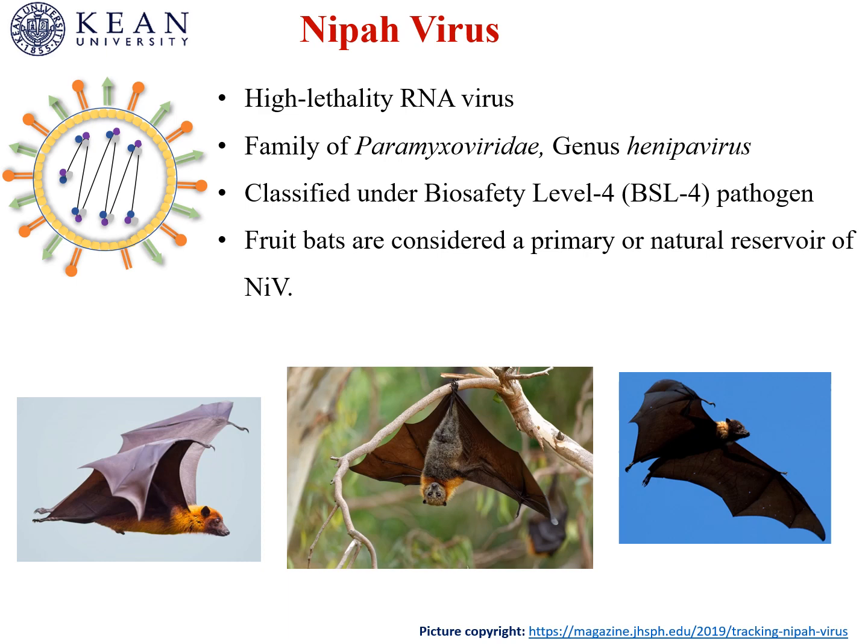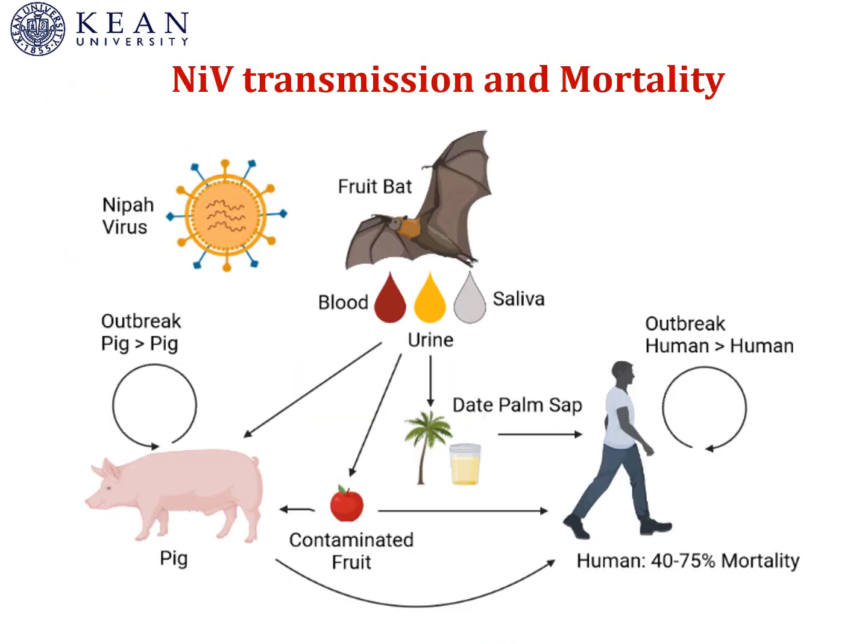Fruit bats are considered the primary or natural reservoir for the Nipah virus. Once they infect the nectar of the dates and the palm trees, they contaminate fruits, and directly and indirectly affect animals, followed by humans.